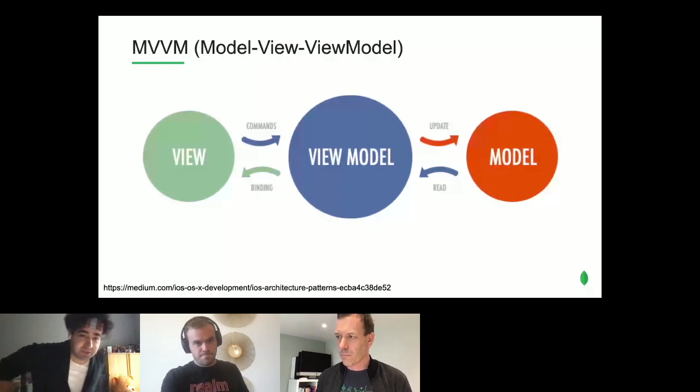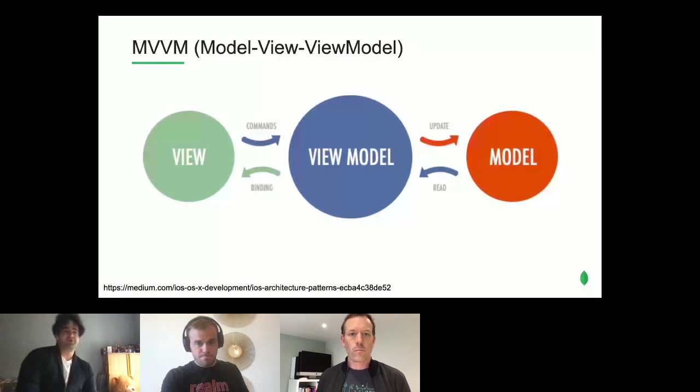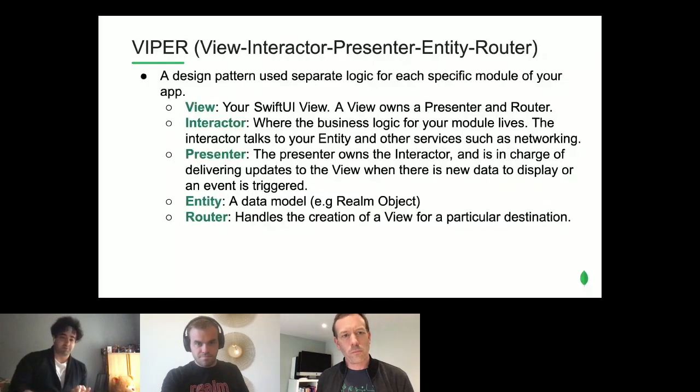So let's go over VIPER. VIPER makes the pieces even smaller. It is a design pattern used to separate logic for each specific module of your app. The view is your SwiftUI view. A view owns a presenter and a router. The interactor is where your business logic for your module lives. The interactor talks to your entity and other services such as networking.